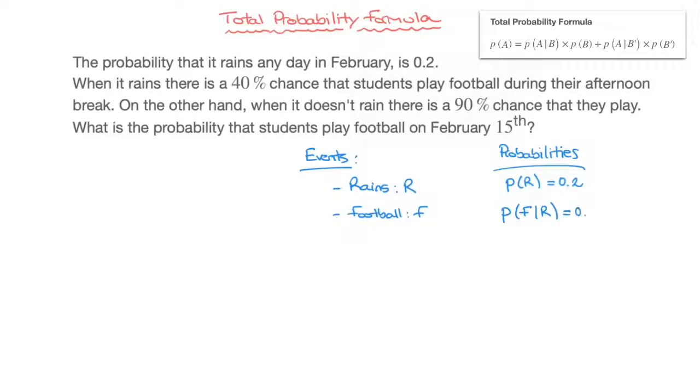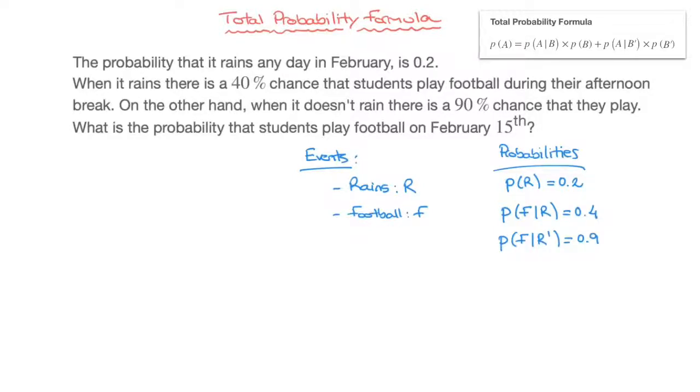So if I write that, that's the probability that the students play football, given that it has rained, is equal to 0.4. And looking at the next sentence, we're told, on the other hand, when it doesn't rain, there is a 90% chance that they play. In other words, a 90% chance that they play football. And again, we can translate this sentence into mathematical notation. So I'll just write that. The probability that the students play football, given that it hasn't rained, is equal to 0.9.